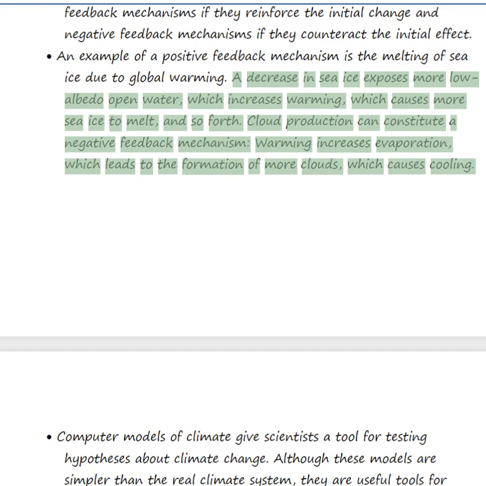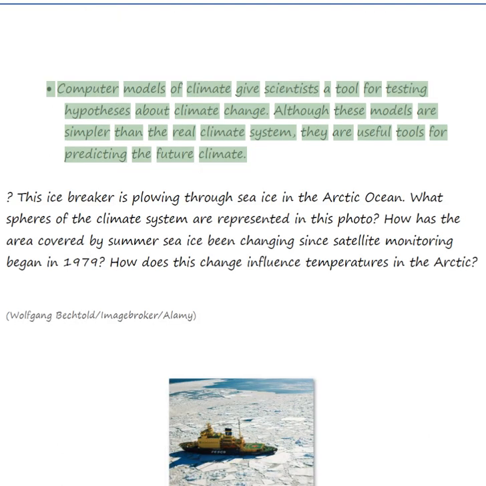A decrease in sea ice exposes more low albedo open water, which increases warming, which causes more sea ice to melt, and so forth. Cloud production can constitute a negative feedback mechanism. Warming increases evaporation, which leads to the formation of more clouds, which causes cooling. Computer models of climate give scientists a tool for testing hypotheses about climate change. Although these models are simpler than the real climate system, they are useful tools for predicting the future climate.